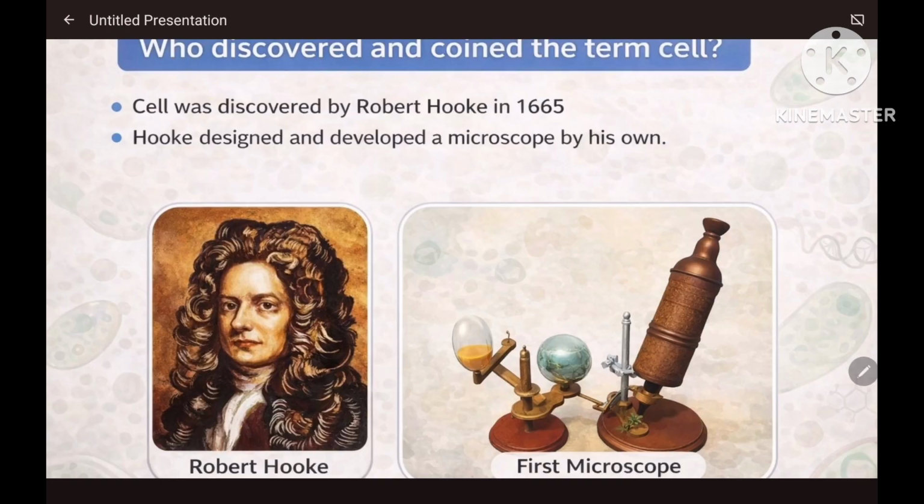Okay, now the question arises: who discovered and coined the term cell? So you can look at the scientist, his name was Robert Hooke. Robert Hooke in 1665 discovered cell. You can see this is the first microscope that he designed on his own. अब उसने माइक्रोस्कोप डिज़ाइन किया तो अल्टीमेटली माइक्रोस्कोप से कुछ देखा तो ज़रूर होगा. अब माइक्रोस्कोप में उसने क्या देखा? लेट्स लुक एट दैट.